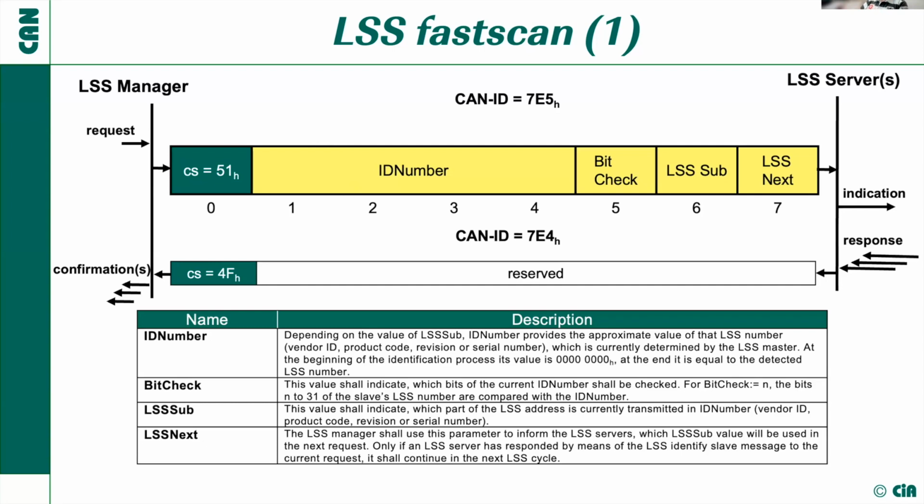And all the LSS servers that are unconfigured and taking part in the scanning cycle will now double check, okay, do we have this part of the ID number? And if yes, they say yes, we have that. And so the LSS manager knows, okay, there's at least one unconfigured device with this ID number, and can go on until he has identified the entire ID number bit by bit.